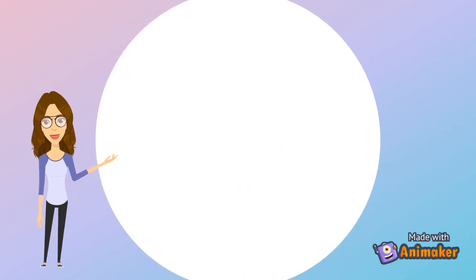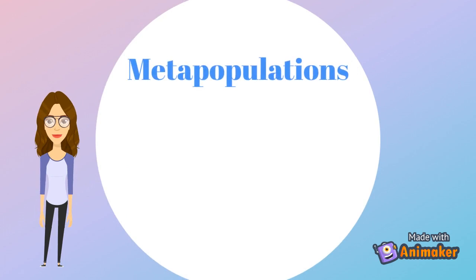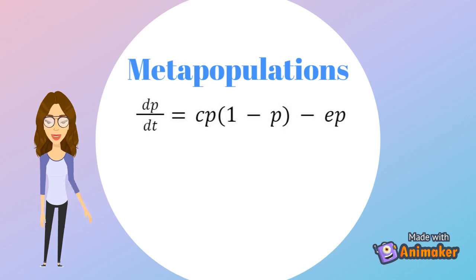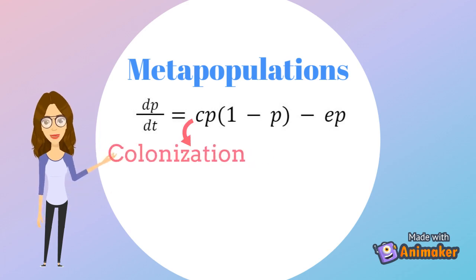The last topic is metapopulations. A metapopulation is a group of geographically isolated populations which are linked together by dispersal. Each metapopulation is said to inhabit a piece of land called a patch. These can be modeled with the equation dp over dt equals cp times 1 minus p minus ep, where dp dt is the proportion of patches which are inhabited, c is the colonization rate of patches, and e is the extinction rate of patches.